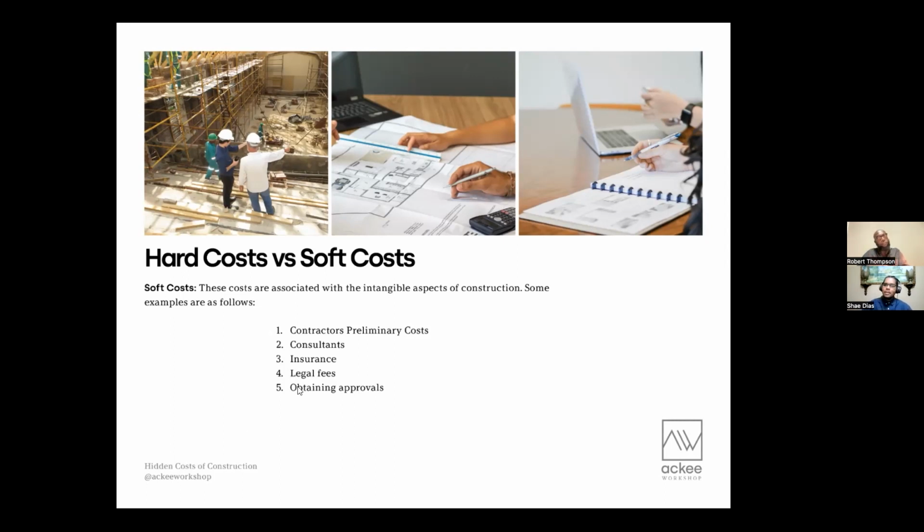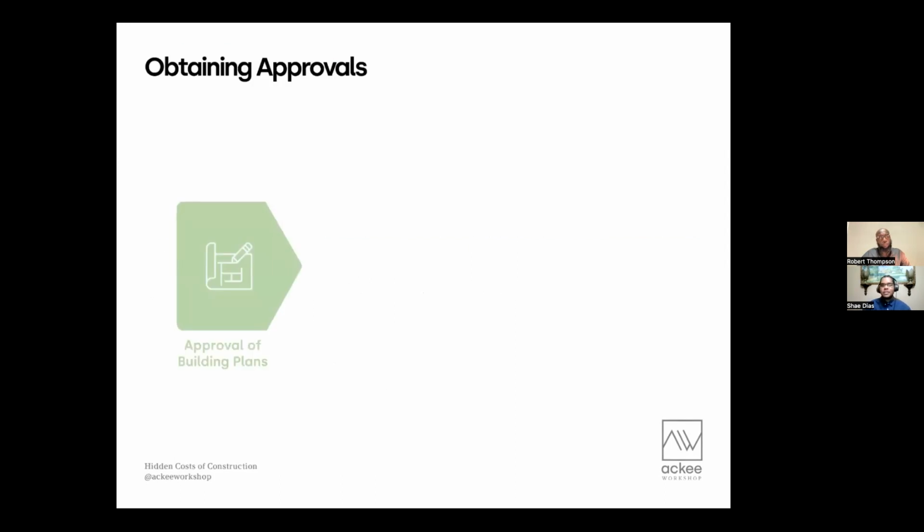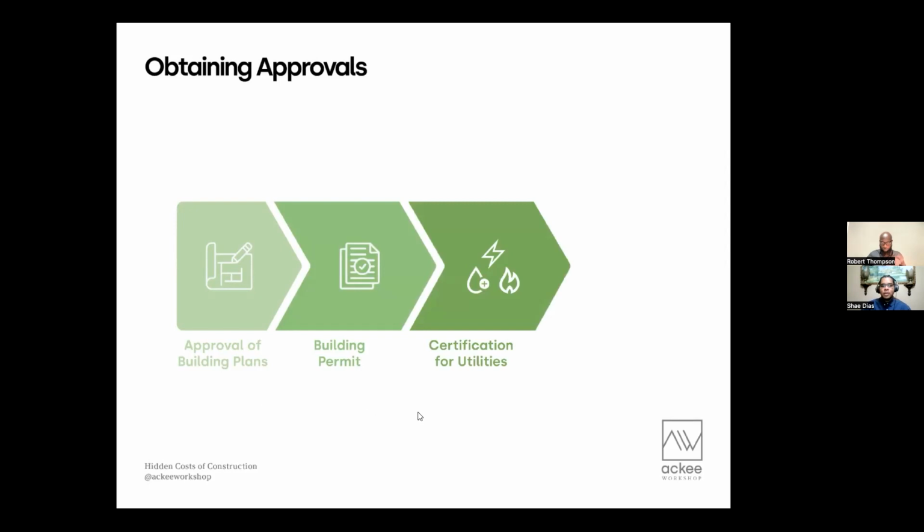So there are different aspects of obtaining approvals that we need to get. The first one we'd have to get is the approval of the building plans. So we have the plans drawn up, but they still need to be approved. After they're approved, we get a building permit that allows us to start construction. And after construction, we would also need certification for utilities, that's setting up water, setting up electricity, and making sure you're protected against fire. And then finally, after we have all those approvals, we get the certificate of completion to know that your structure is finished.